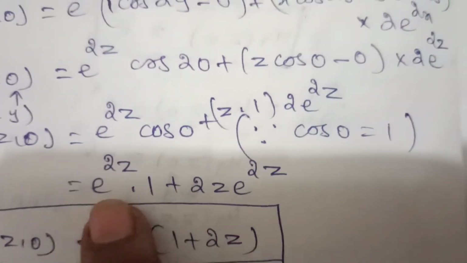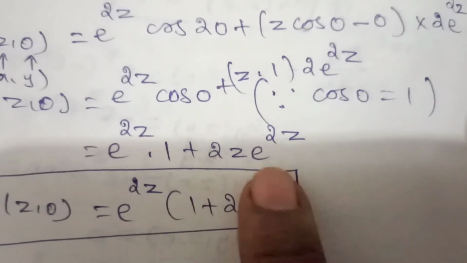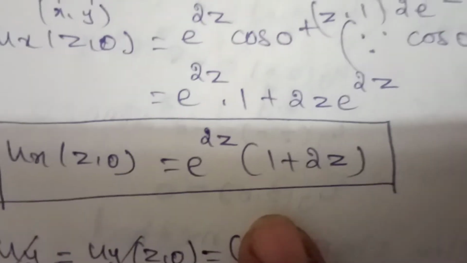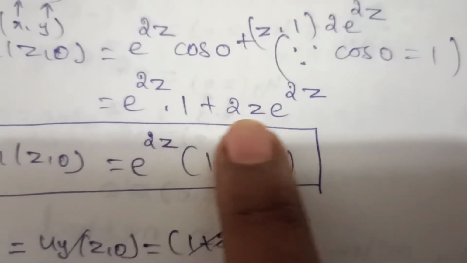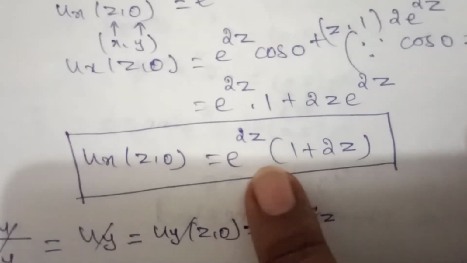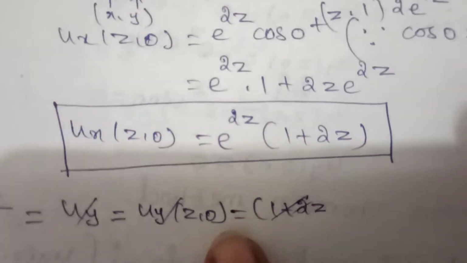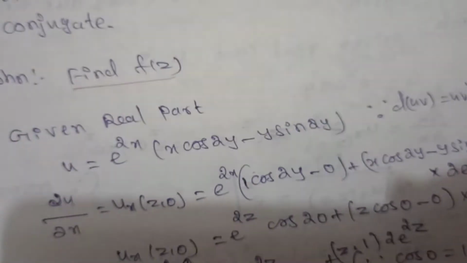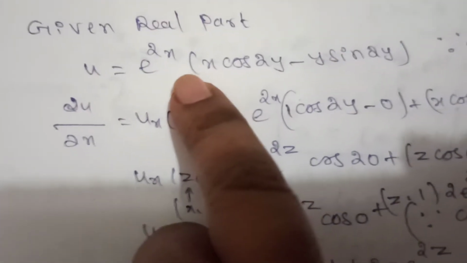Okay, of these two terms, which one is common here? E power of 2z is common, so take it outside, that is e power of 2z into what is the remaining value, 1 plus 2z. Therefore the u x of (z, 0) value is e power of 2z into (1 plus 2z). First condition over. Next, find the dou u by dou y. Again take the u real value and take the partial derivative with respect to y.